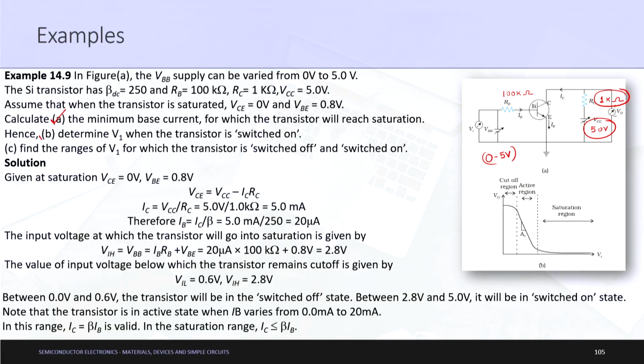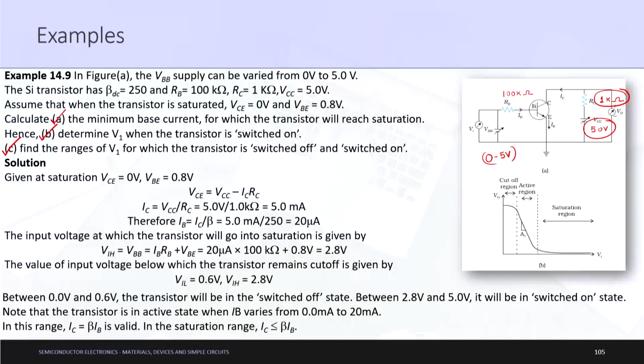Fine. Let us move to the next question. The next question asks: calculate the value of V1 when the transistor is switched on, and find the ranges of V1 for which the transistor is switched off and switched on. Since a range is being asked, we basically need to change the value of VBB, using 0 volts for one case and 5 volts for another.